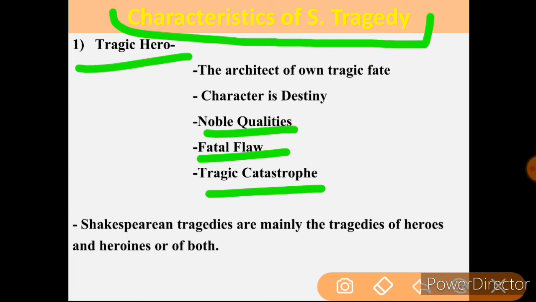For example, Othello's childlike credulity spins out his tragic doom. Othello believed in Iago's intrigues and suspected his truthful and loyal wife Desdemona. This fault of his own nature caused the death of Desdemona and tragedy in Othello's life. Aristotle called it hamartia, or tragic flaw. So as we have seen, friends, Shakespearean tragedies are mainly the tragedies of heroes and heroines or of both.